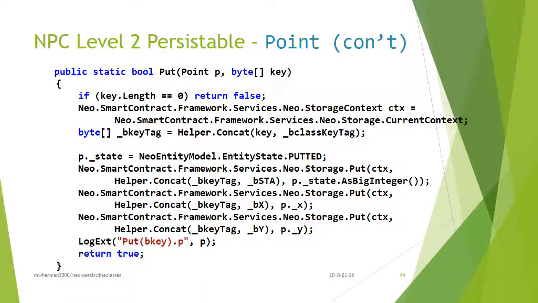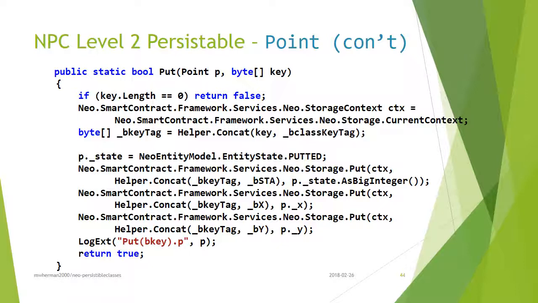So this is what put looks like. So we test the key right away to see if it's 0, and if it's 0, we're going to return false. We're going to get a handle to the context because we're going to execute puts against the context 4 times at this level, so it makes sense to save it. This is the keys that are based on bytes there. You can see that in the top line of the code.